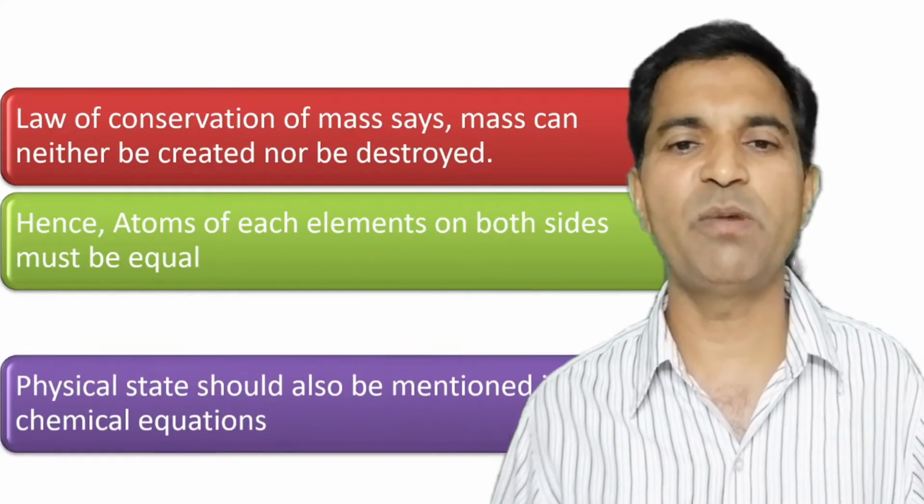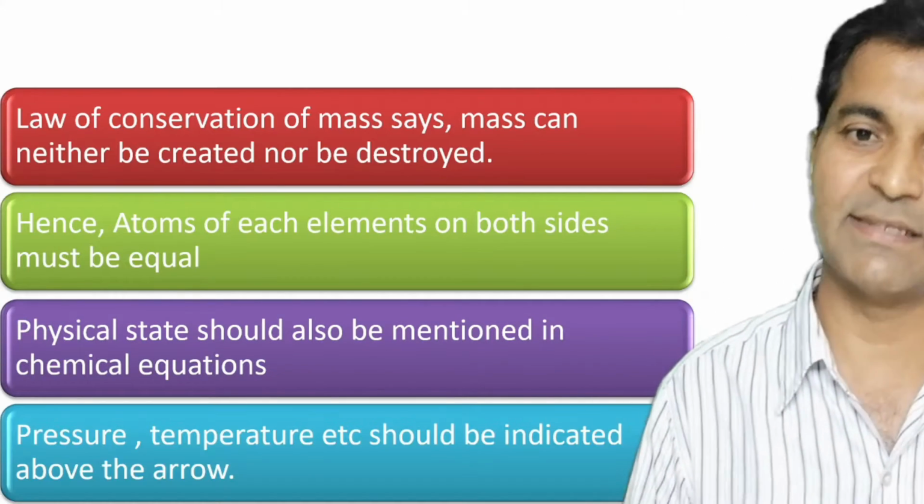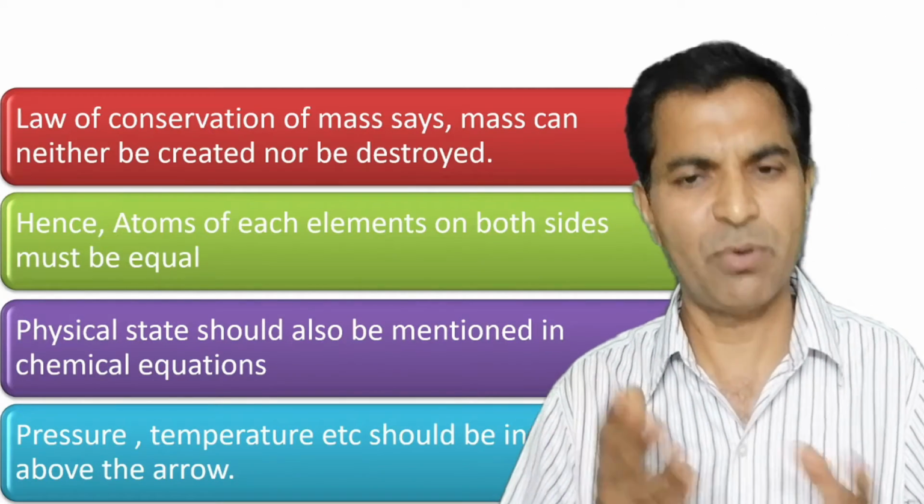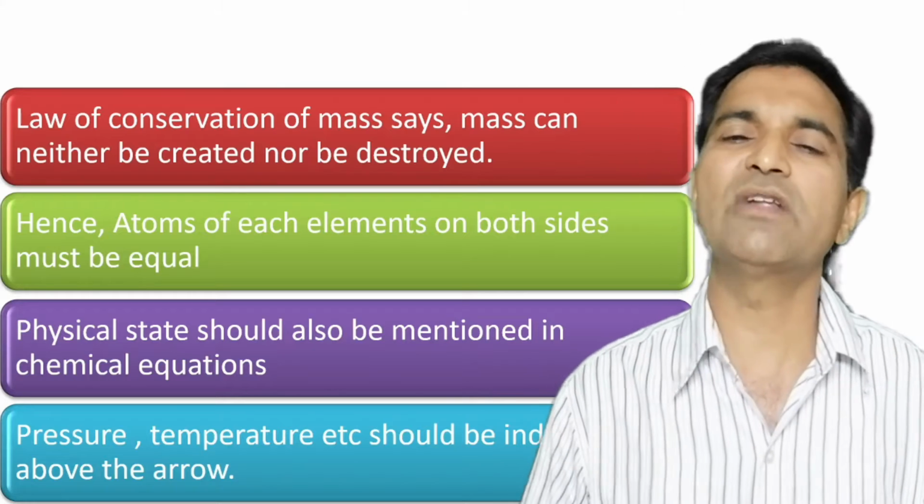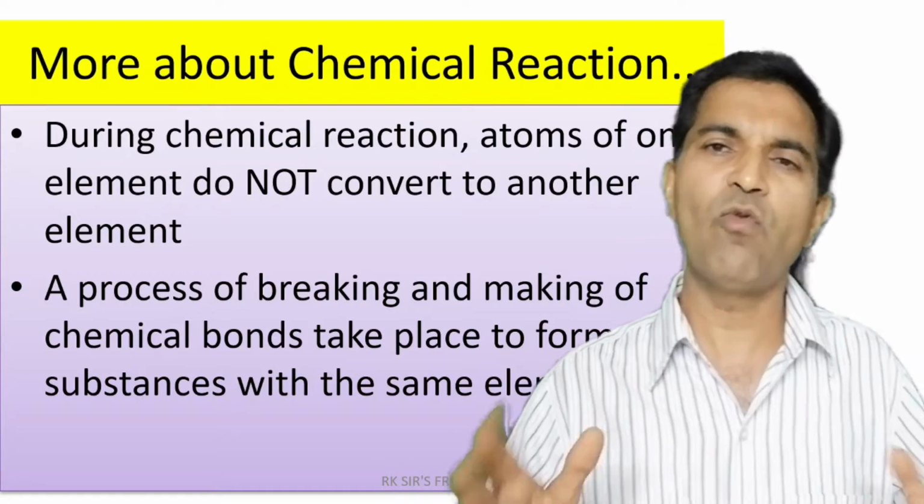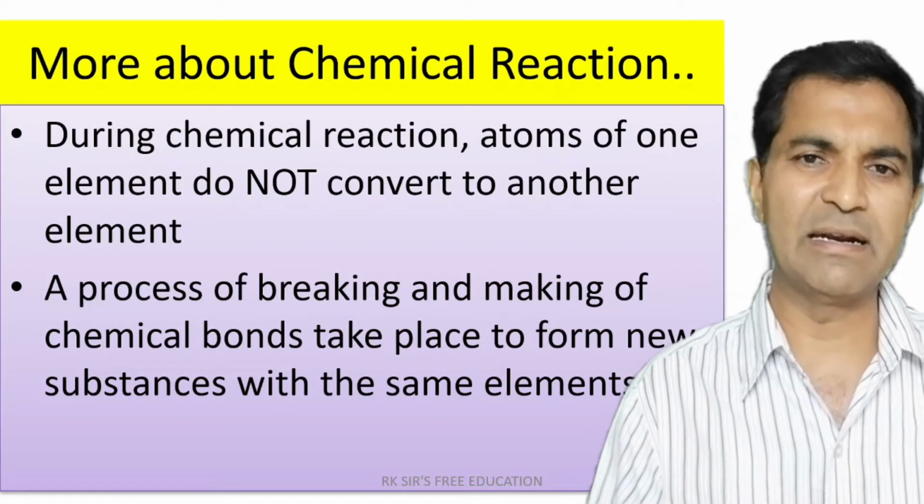Physical state should also be mentioned in chemical equations. Pressure, temperature, etc. For example, chlorophyll, sunlight, etc., should also be indicated above the arrow. Now, what more about chemical reaction?